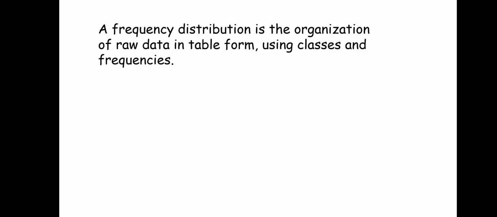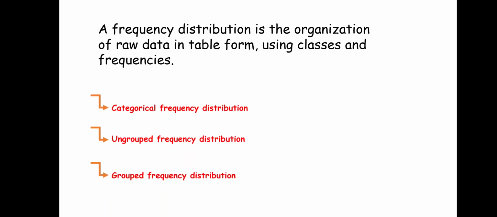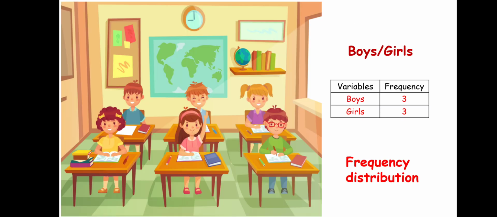Next, a frequency distribution is the organization of raw data in table form using classes and frequencies. Here we have 3 types of frequency distribution: categorical frequency distribution, ungrouped frequency distribution, and lastly grouped frequency distribution. Here this is an example of categorical frequency distribution. We have 2 categories, boys and girls.